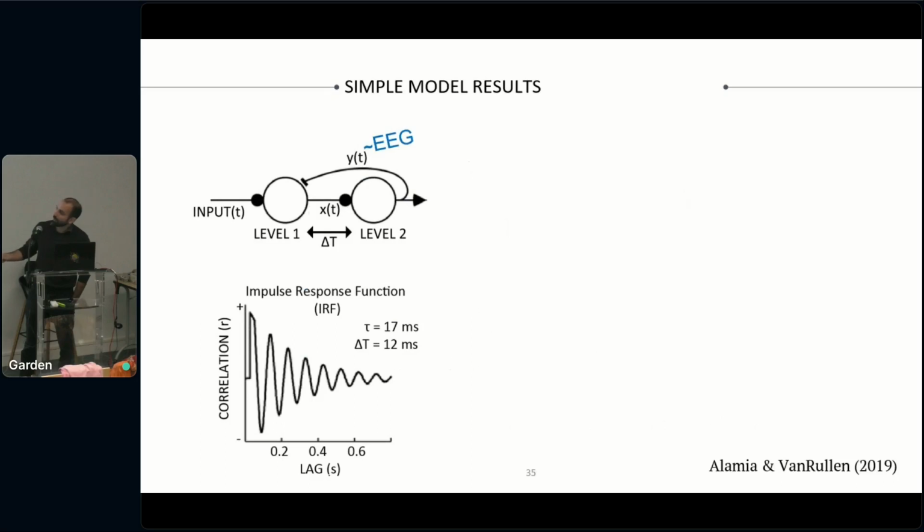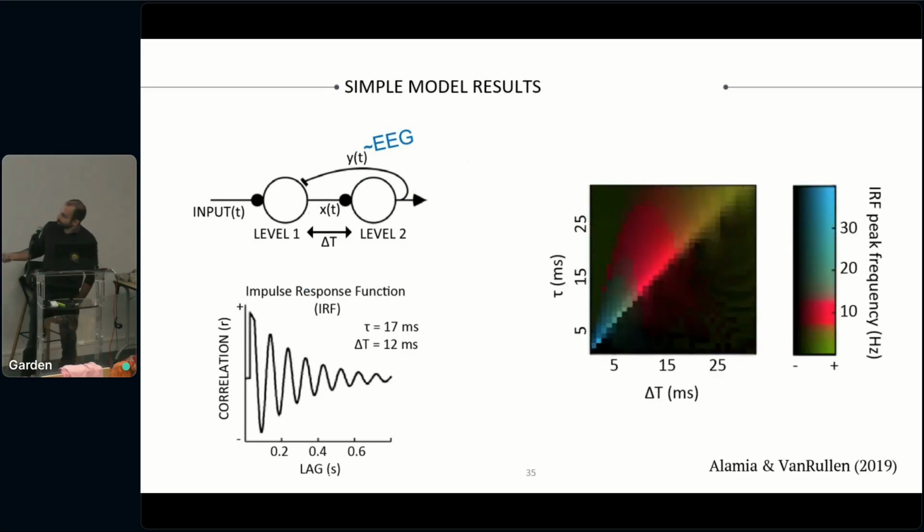Okay, but maybe we were lucky, right? We took these two values and we got the right oscillation. Well, then we explored the parameter space. So we varied delta t and tau from 0 to 30 milliseconds, which is a biologically plausible range, and we see how the oscillation changes.